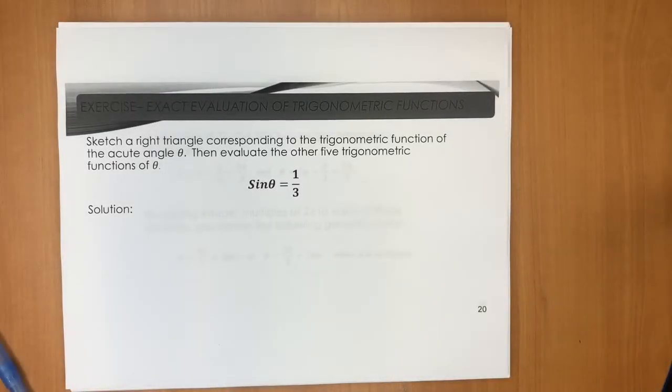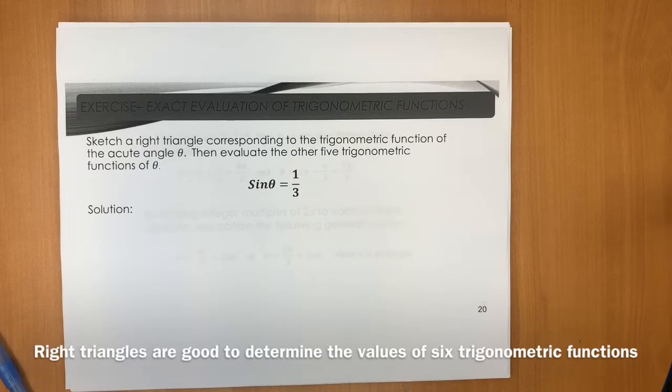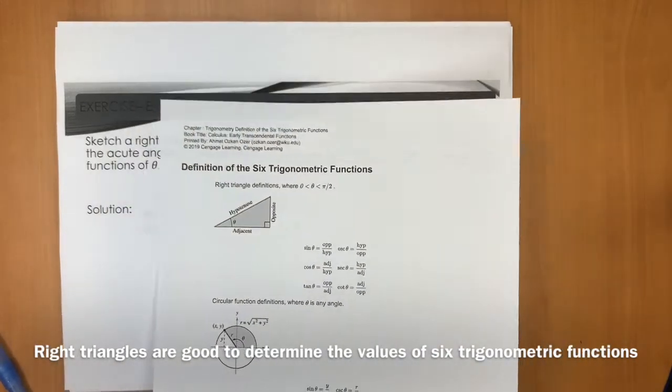Hello, welcome back. In this video, we're gonna sketch a right triangle for a given trigonometric equation, sine theta equals 1/3. Here, theta is an acute angle, which means that this is in between 0 and 90 degrees. And by using the triangle, we are gonna evaluate all 5 trigonometric functions for theta. Okay, so only sine theta is provided to us, and we're gonna find all others by using the right triangle.